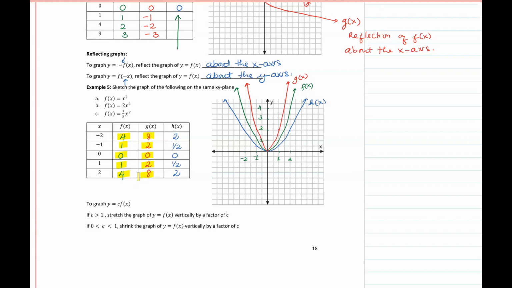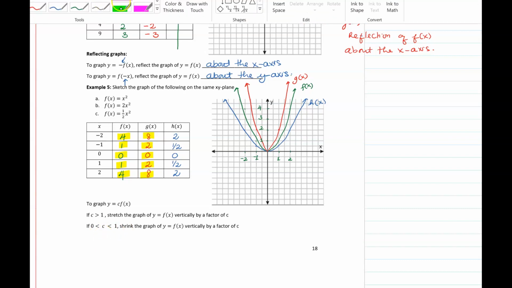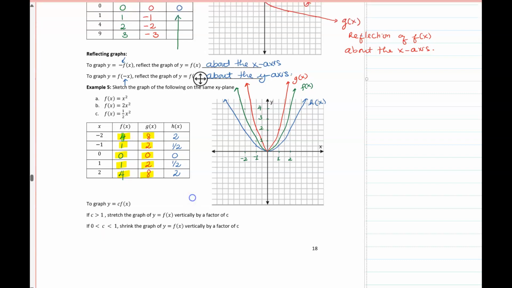Whereas if the constant is between 0 and 1, then the graph shrinks by the vertical factor of c. So take a look at the vertical factor again. So here is 4, the vertical factor is now 2. You divide by 2 here. You shrink by 2, so it just gets wider.